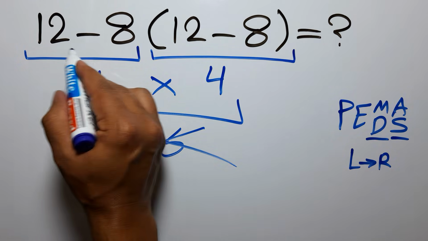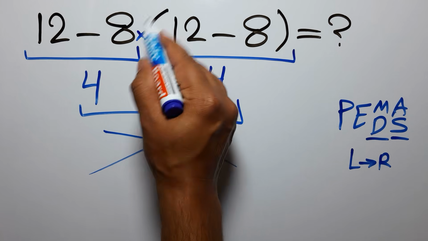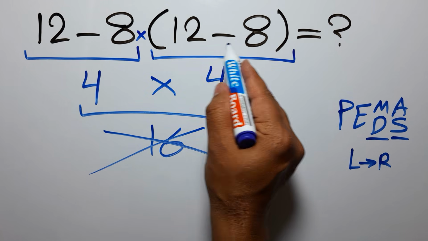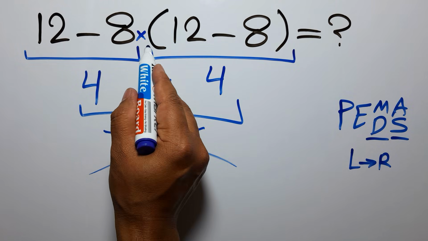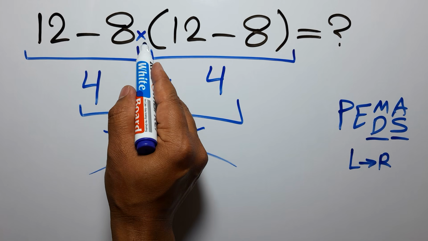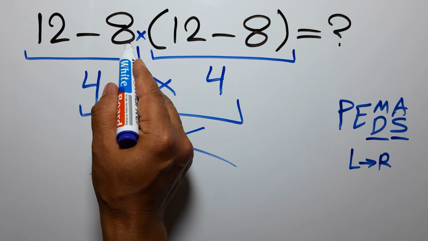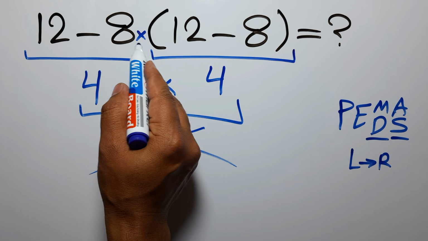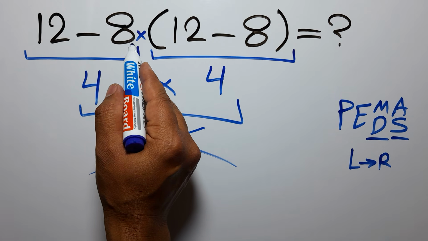In this expression we have one subtraction, one multiplication, and one parentheses. Inside this parentheses we have one subtraction. Here we have a multiplication because in mathematics when a number is placed next to parentheses it means multiplication, and we usually don't write the multiplication sign for brevity.